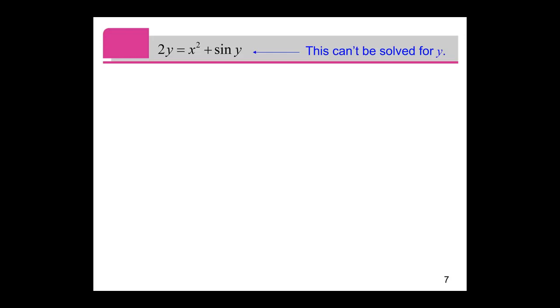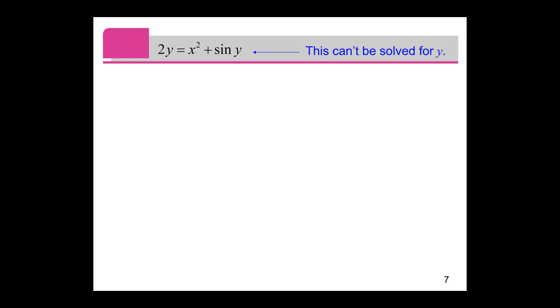Would we solve it for sine of y? No, we can't really solve for y. Do you see that we can't solve this for y? Yeah, because we would have y in terms of y, wouldn't we? So what we have to do is implicit differentiation, which is what we're learning today.